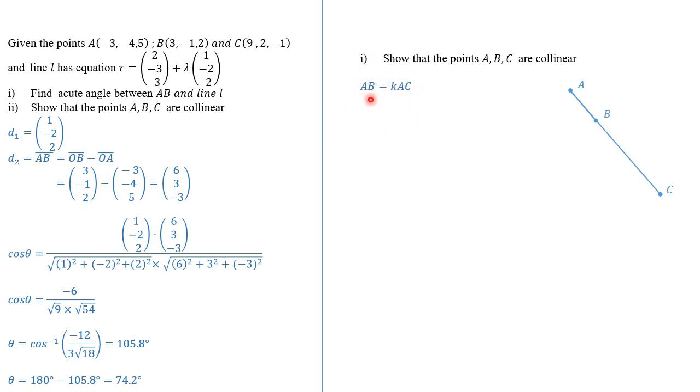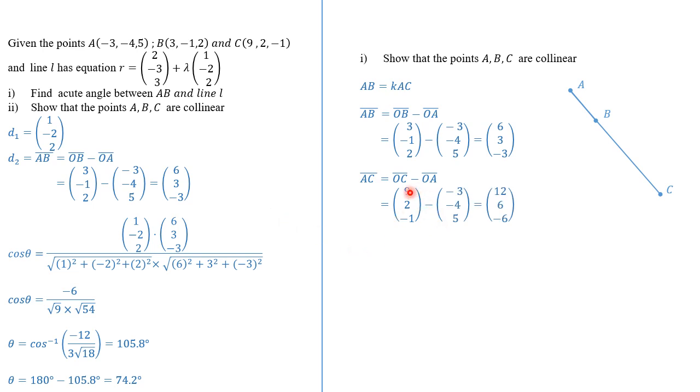So we are going to find AB and AC. Then we see, is there any constant multiple that can be multiplied so that these two vectors are equal? So let's find AB. AB is B minus A, which is OB minus OA. We just subtract these two vectors. This is going to give us (6, 3, -3). Then AC is equal to OC minus OA. So we take our OC, which is (9, 2, -1), minus OA, which is (-3, 4, 5). Then we subtract here, and we get (12, -2, -6).